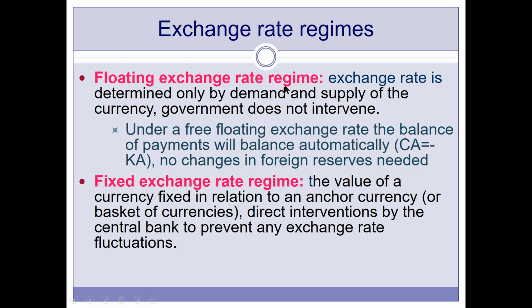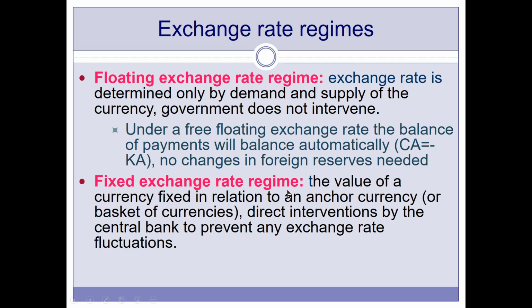Floating exchange rate regime is an arrangement when the exchange rate is simply determined by demand and supply forces of the market mechanism. The government does not intervene at all. Under this exchange rate regime, the balance of payments will balance automatically. In other words, the current account will always be equal to the capital account with the opposite sign, and there will be no change in foreign reserves needed. So trade flows and capital flows will balance automatically.